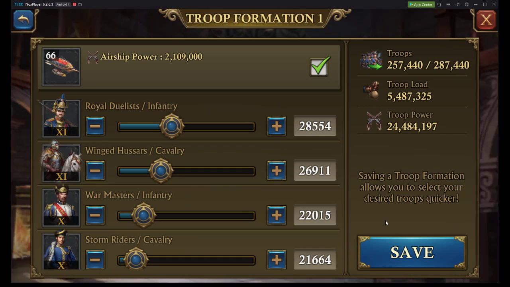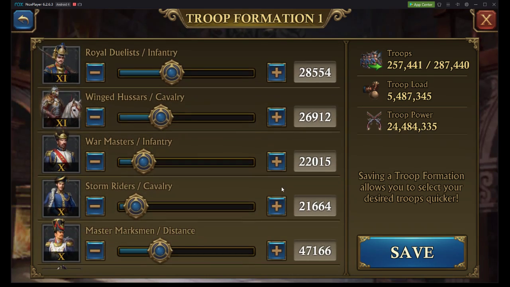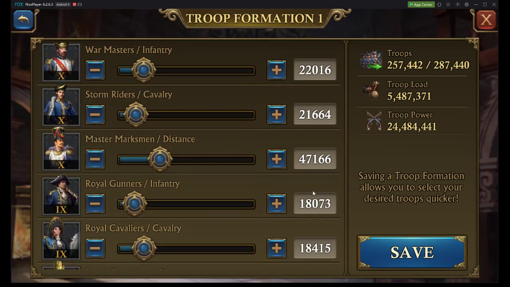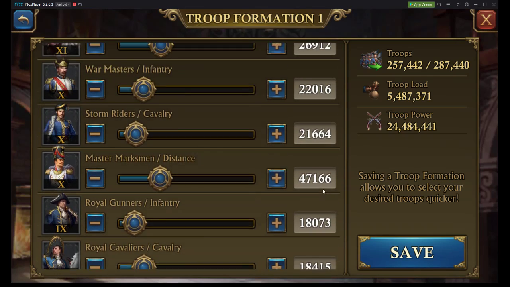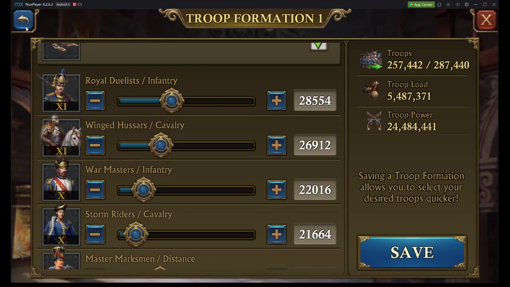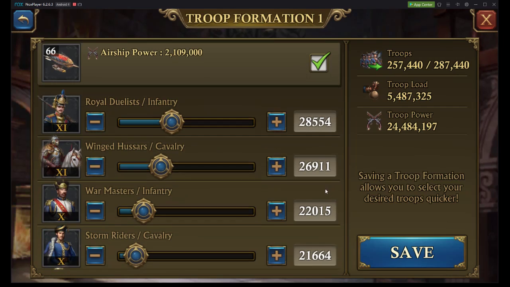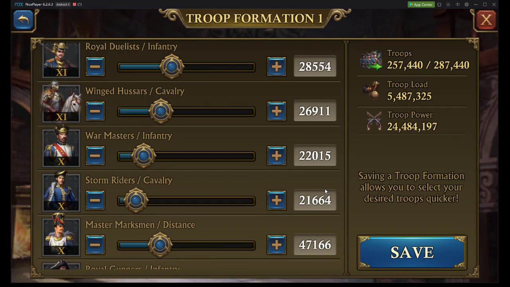So now we're going to be doing a troop formation video for about 250,000 troops. Honestly, right here, this is a march setup for 250,000 troops. This is a pretty standard one that I usually do. Let's go back and reset that, make sure that looks right. Yeah, so 250,000 troops or so.